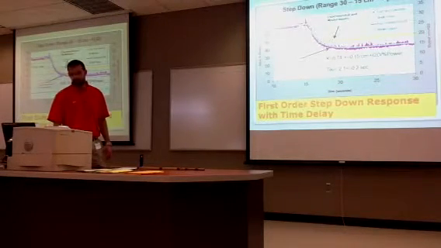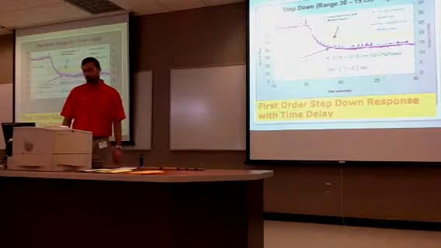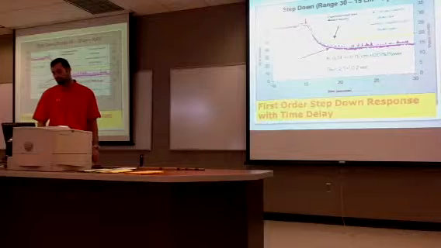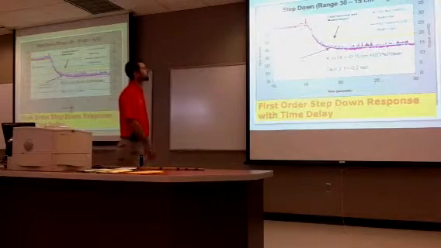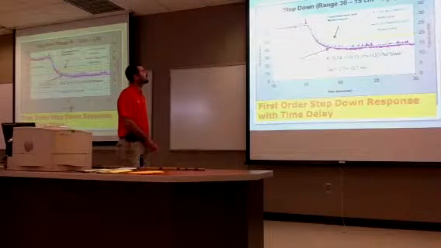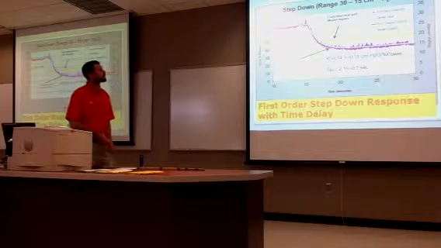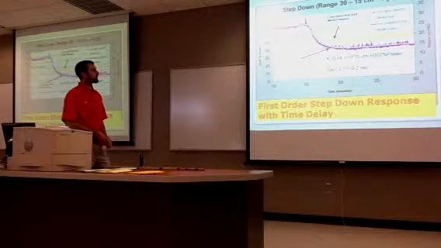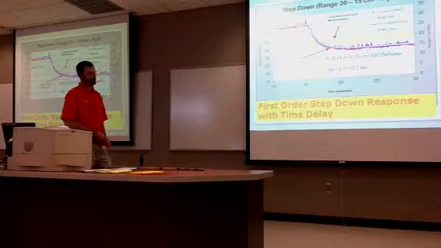This is a step down in the same range, going down from 30 to 15 centimeters of H2O. We had a T naught of 0.1, which is the same as the step up, a K value of 0.74 plus or minus 0.15 centimeters of H2O per percent power, and a tau of 2.1 plus or minus 0.2 seconds.